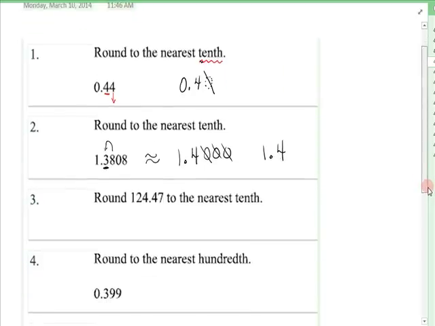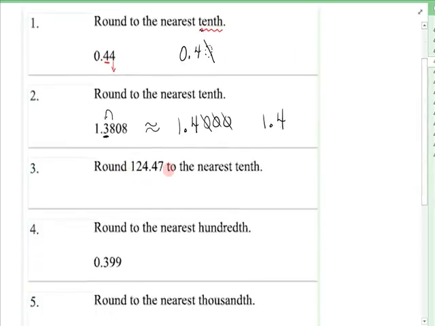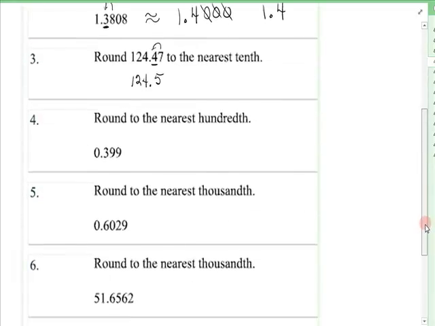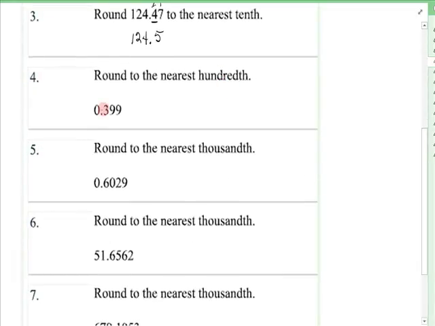Number 3, round this number to the nearest tenth. All right, 4 is in the tenths. Because the 7 is 5 or bigger, we round up. So it's going to be 124 and 5. That's in the tenths place. I stop. All right, the next one, round to the nearest hundredth.